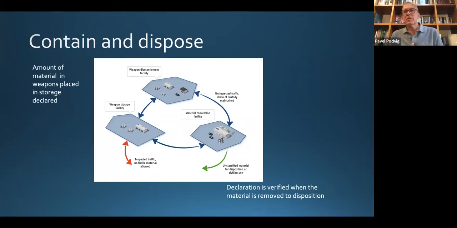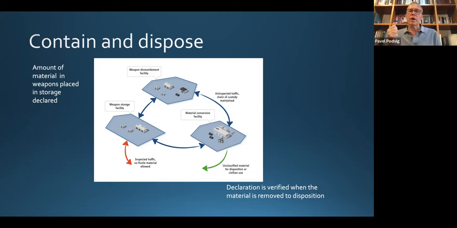What if you want to eliminate warheads? What you do, you just take warheads and you move them to storage. So this is the weapon storage facility. I'm not sure I have the pointers, but it's in the lower left corner, I assume. So you move them into the storage facility, you establish a perimeter, and you keep them there, and there is nothing that comes out.